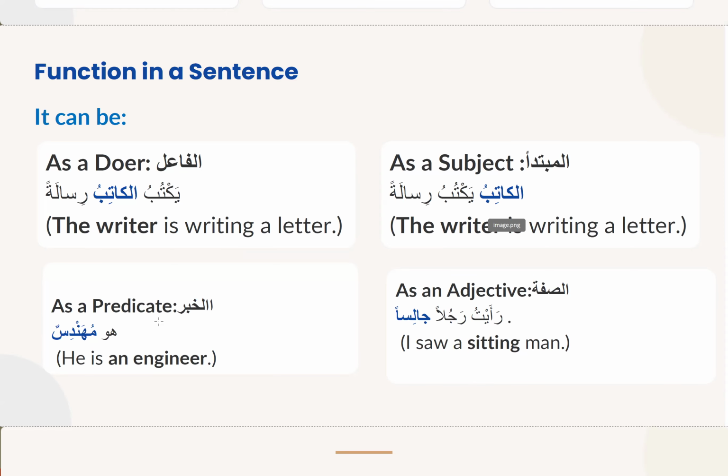It can come as a predicate, al-khabar. For example, huwa muhandis, he is an engineer. And muhandis is an ismu fa'il from the verb handasa. Handasa yuhandisu. So you change the yu and put mu, and the second last letter is already kasra, so it stays the same, muhandis. And it can come as an adjective. Ra'aytu rajulan jalisan. I saw a sitting man. Ra'aytu rajulan, I saw a man. And jalisan, this is an adjective. Jalis is an ismu fa'il from the verb jalasa, to sit.